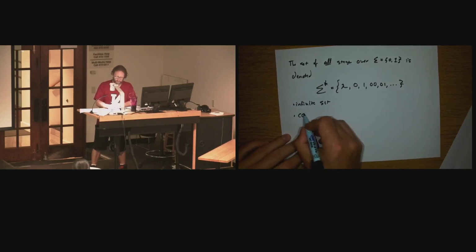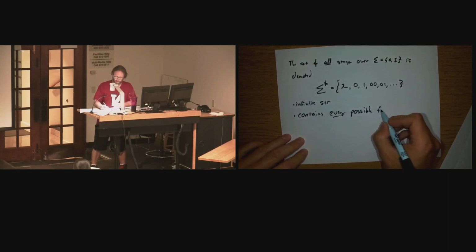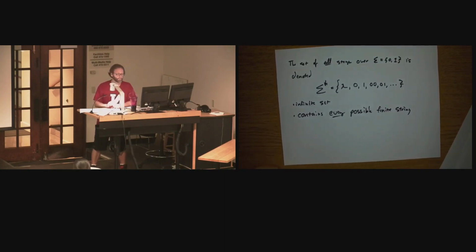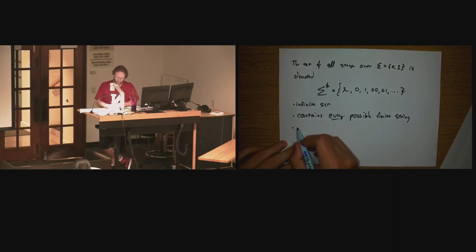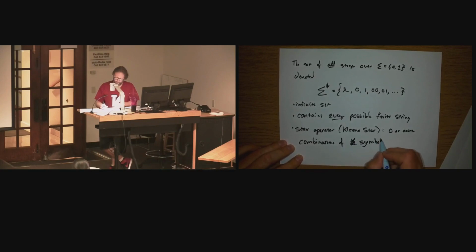Right? It contains every possible finite string. Okay? Including the string of length 0, the empty string. Okay? The star operator, or it's called the Kleene star. I think that's how you spell his name. It means 0 or more combinations of symbols from sigma. Right? And maybe this looks familiar.